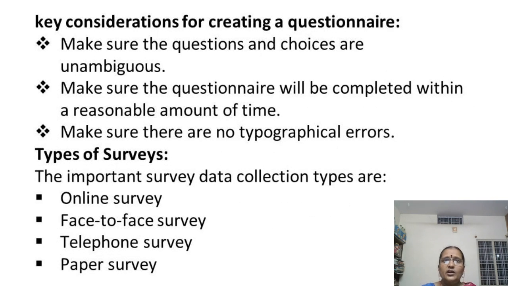Then we know what are the key considerations for creating a questionnaire. First one is, make sure the questions and choices are unambiguous. Second one is, make sure the questionnaire will be completed within a reasonable amount of time. And last one is, make sure there are no typographical errors. So then we know what are the types of surveys. The important types of surveys are online survey, face-to-face survey, telephone survey and paper survey.